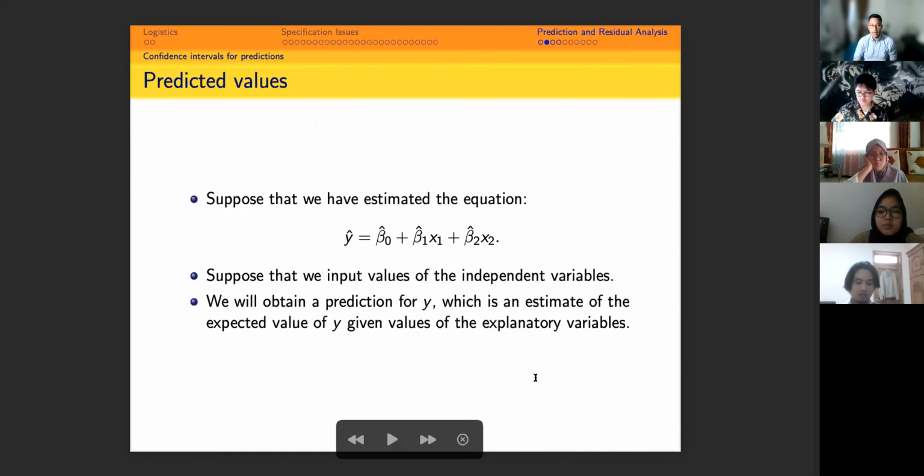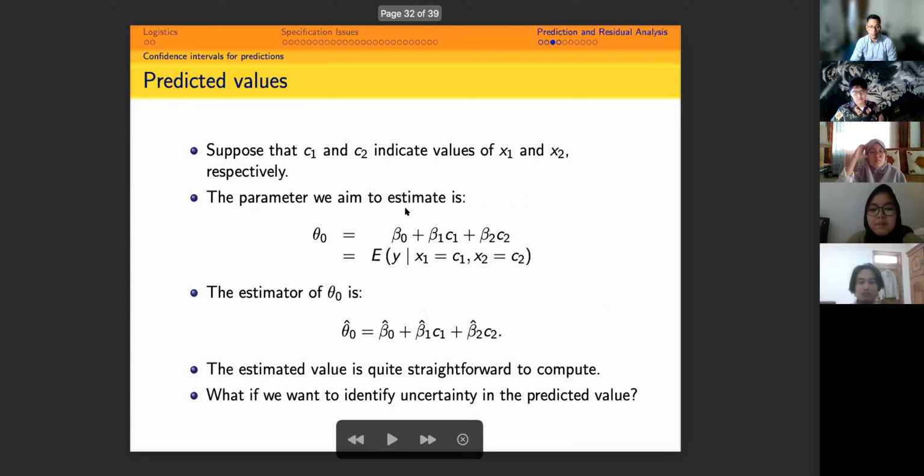Okay, so again, this is a short version of the multiple linear regression model. You can have k explanatory variables, but for the sake of discussion, I'm just going to show you 2 variables. So we're going to impute the values of the independent variables. So what's the predicted y? For someone with x1 equals 10, x2 equals 4, for example. Now we're going to get a prediction for y, which is the estimated value of y, or the expected value of y, given x1 is equal to 10, x2 equals 4.